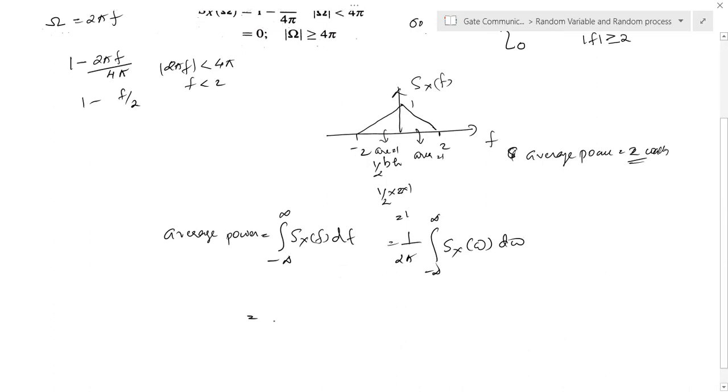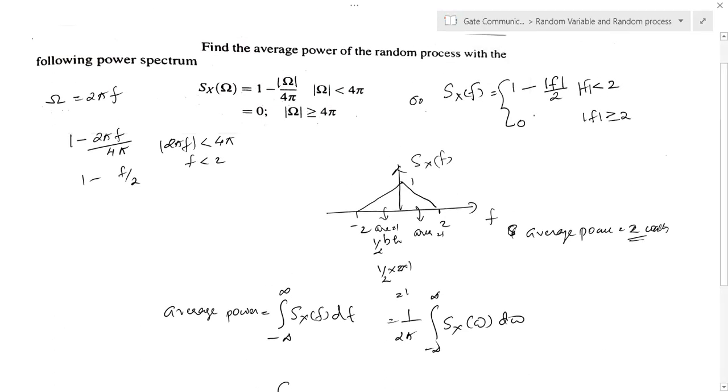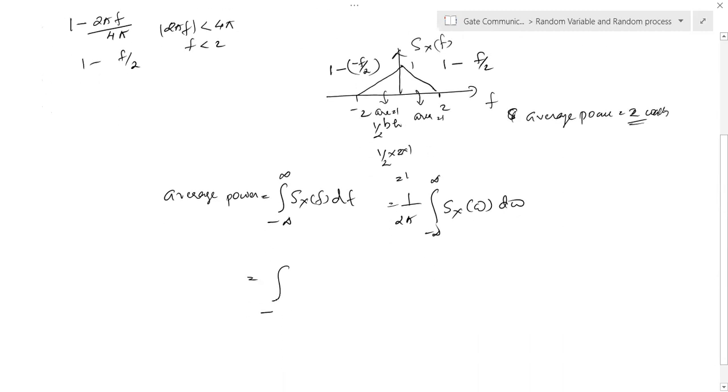We can integrate this. Actually this function has a modulus. So 1 minus modulus of f by 2 means on the left or negative side, you can write 1 plus f by 2, and on the positive side, you take 1 minus f by 2. So we take f negative on the left side and f positive on the right side. Your integration becomes minus 2 to 0, 1 plus f by 2 df, plus from 0 to 2, 1 minus f by 2 df.